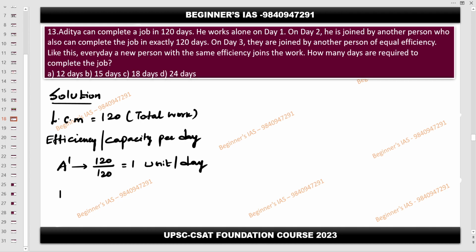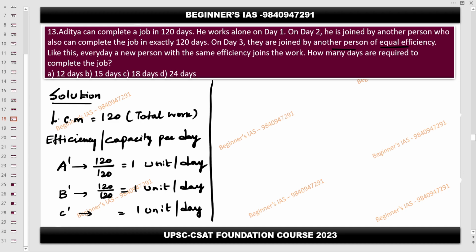Then I'm taking another person, B. B is also having the capacity. Same means what? 120 by 120, so therefore 1 unit per day. Likewise, C is also having the same efficiency, as given here. Another person of equal efficiency means that person is also having the capacity of making 1 unit per day. So like that, you can assume.